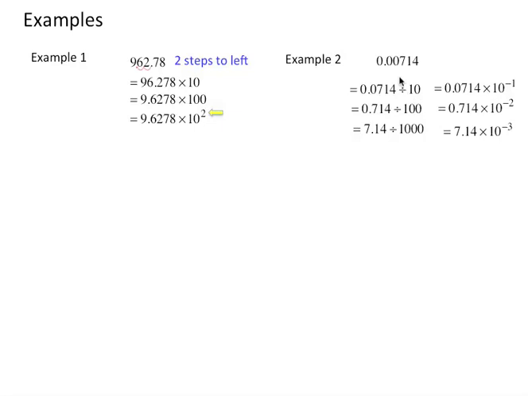Okay, but notice we could have also just said, look, here, we're trying to move the decimal place 1, 2, 3 steps to the right. Okay, so 3 steps to the right, negative 3. Okay, isn't that neat?